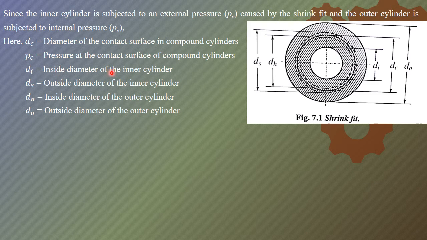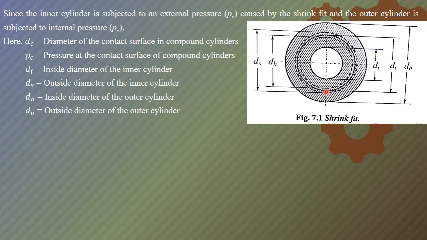It is the inside diameter of the inner cylinder, and ds is the outside diameter, that is this particular point. This is the outside diameter of the inner cylinder. You can see how the inside diameter of the outer cylinder is smaller than the outside diameter of the inner cylinder. Due to this difference, basically a shrink fitting is taking place.